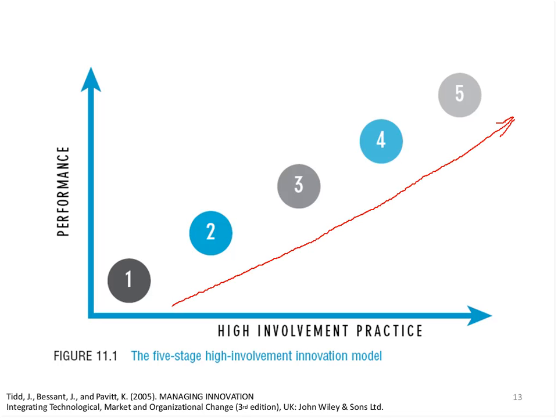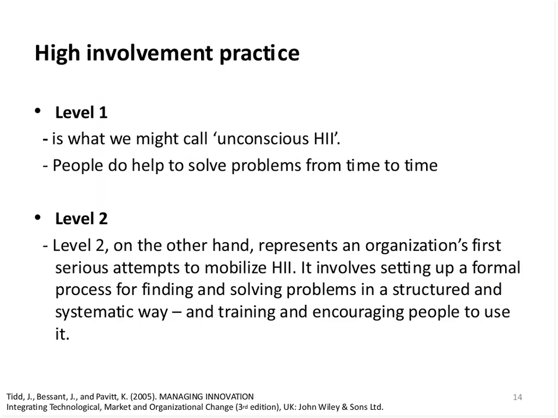There are 5 stages involved here. As we move up towards stage 5, we are more involved and the performance also increases. The first level is what we might call unconscious high involvement employees. At this level, people do help to solve problems from time to time, but they are not aware that they are highly involved in an innovation process. They just try to give you a hand, show you ideas. This is a very basic level.